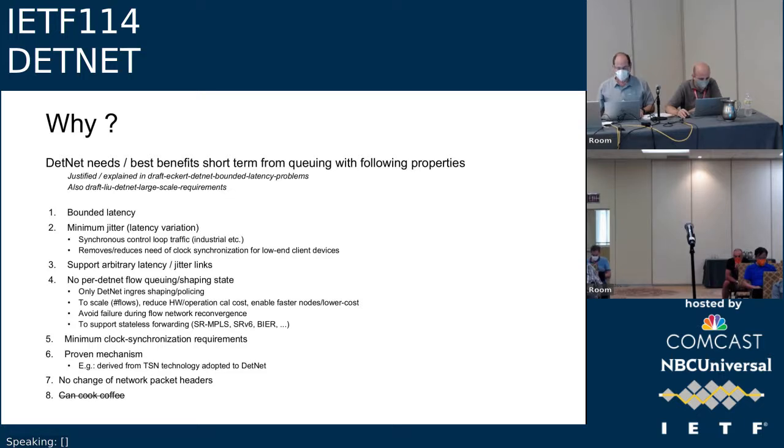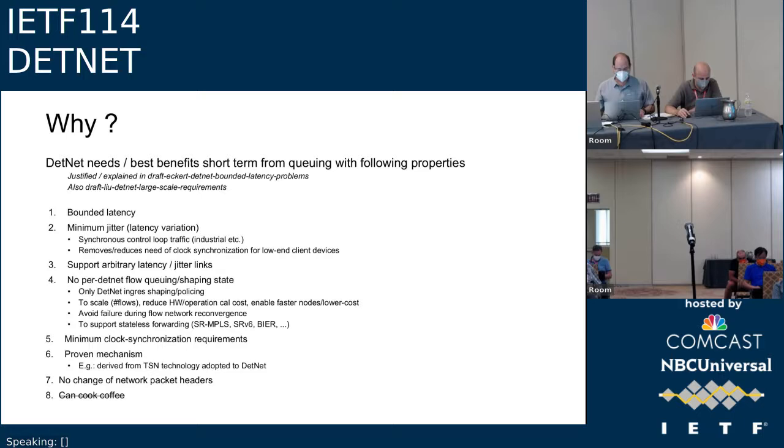This solution does bounded latency, DetNet, right? Minimum jitter, that's the most important part. Synchronous industrial control loops and other stuff. And it also makes end devices cheaper because it removes the clock synchronization requirement from them. Arbitrary links and jitter, which is what TSN doesn't need. And then the big thing, it scales because it doesn't have per-hop flow state. So it's not per-hop 5-tuple state, even though it has the latency DetNet services. And so all the good things that come with it, like no interruption during network reconvergence and so on. Minimum clock synchronization requirement, proven mechanism.